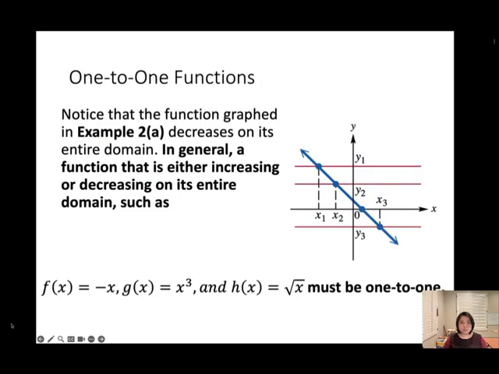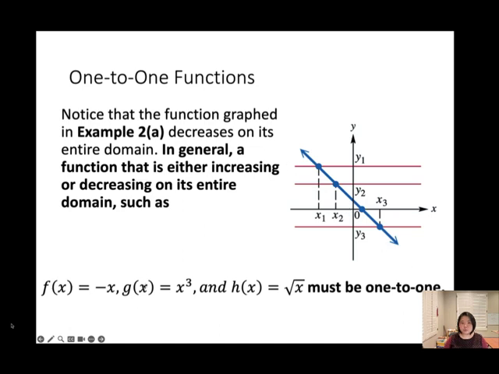One-to-one functions. Notice that the function graph in example 2a decreases on its entire domain. In general, a function that is either increasing or decreasing on its entire domain, such as f of x equal to negative x, is one-to-one. So this is the linear equation. There will be a straight line, and the slope is going to be negative. It looks like this guy, but passes through the origin.